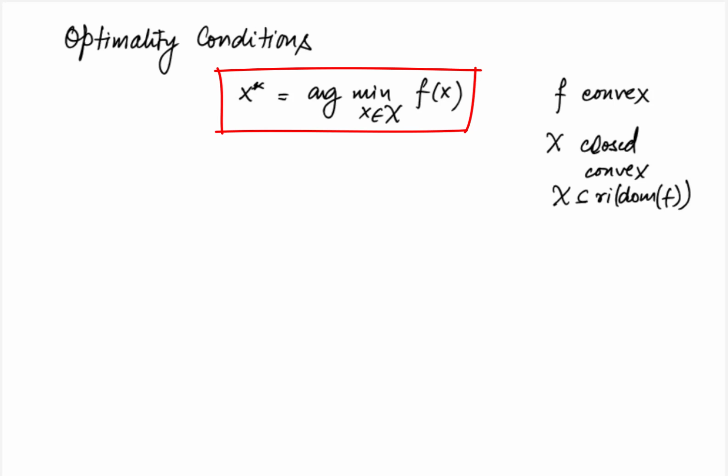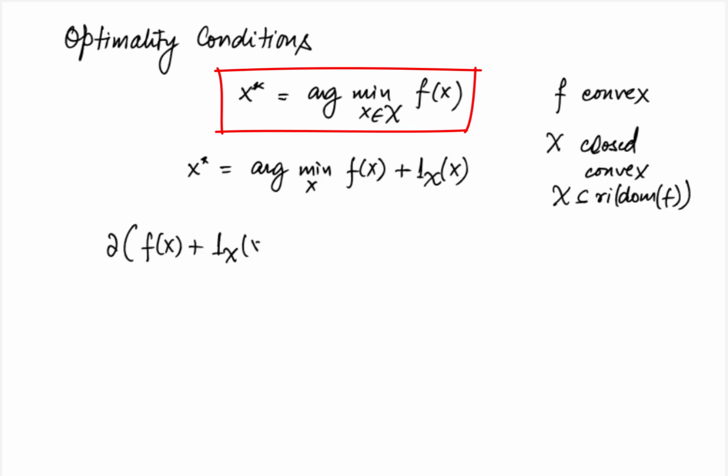When f is non-smooth, the optimality condition must be stated in terms of the subgradient of f. The problem can be rewritten as x star equal to argmin over x, f of x plus indicator function of calligraphic x at x. Then the subgradient of the objective is given by subgradient of f plus indicator function at x is subgradient of f of x plus the norm cone of calligraphic x. We recall that subgradient of the indicator function was the norm cone. So here we have a sum of two sets.